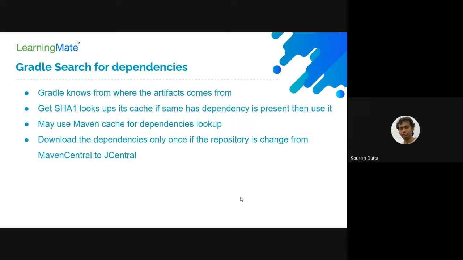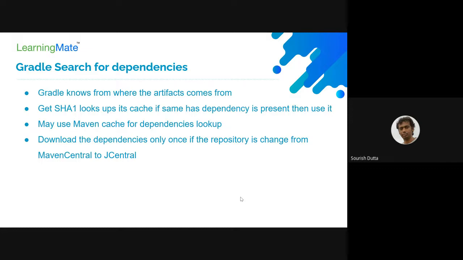How does Gradle search for dependencies? Gradle knows from where the artifact comes, so it looks in the particular order in which the repositories are mentioned. And from that particular order, it tries to download them. And also each repository has a SHA1 hash. So based on that particular hash, it uniquely identifies a particular version. It also looks up its internal cache to see whether a dependency is already present using a similar hash, so it can look that up.